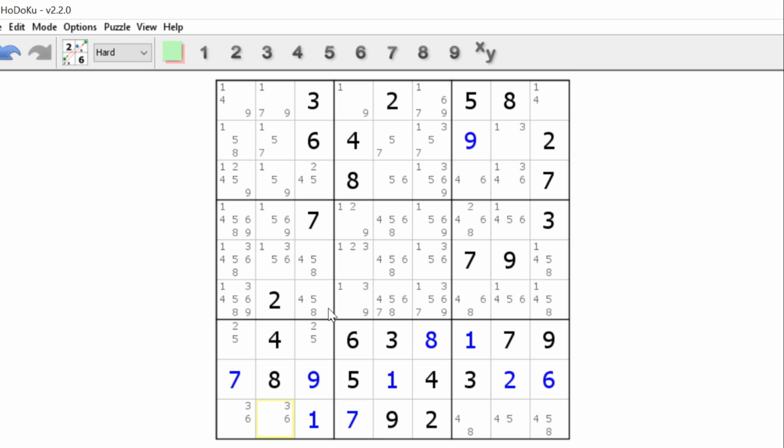Now moving up. Here you can see there's many more candidates, and it's going to be really hard solving that middle, because the middle starts out blank. That's where our focus is going to be, and I'm sure that's where the harder strategies are going to come into play.